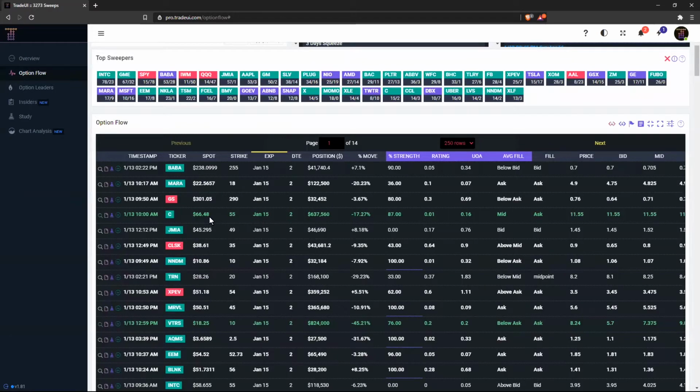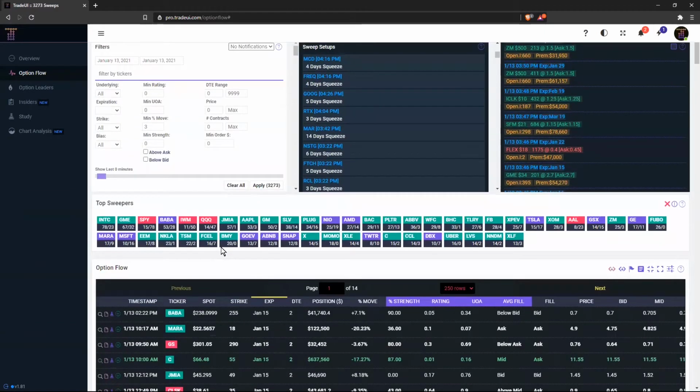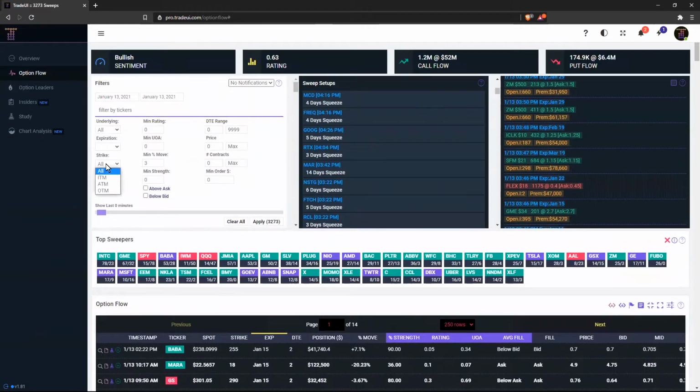Yeah, deep in the money. But again, you see Jumia, but it's on the bid. So, next, if you scroll all the way up again to the filter, and then go to strike, that's the moneyness. There is a filter on the left, strike. Click, and do OTM. And then hit apply.